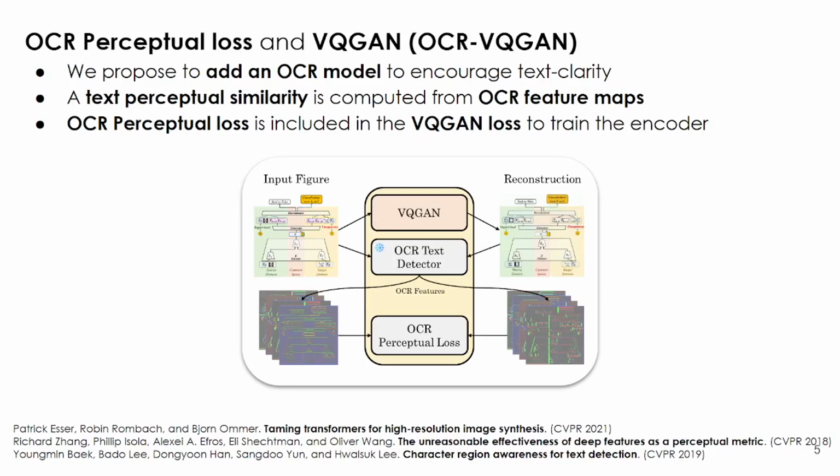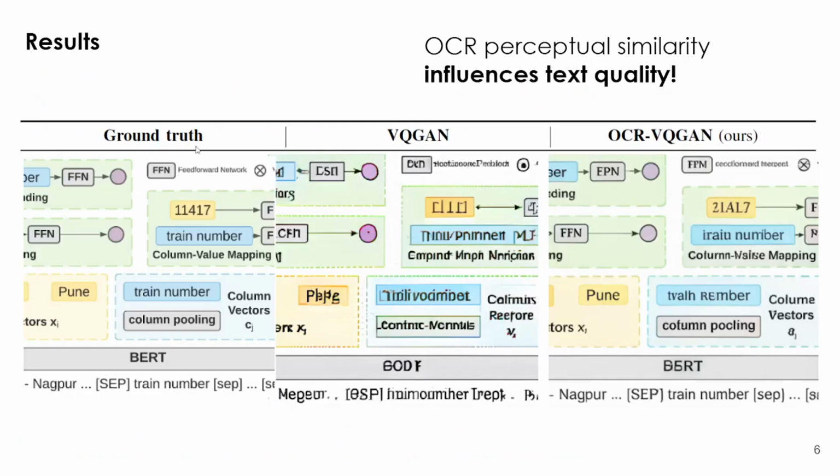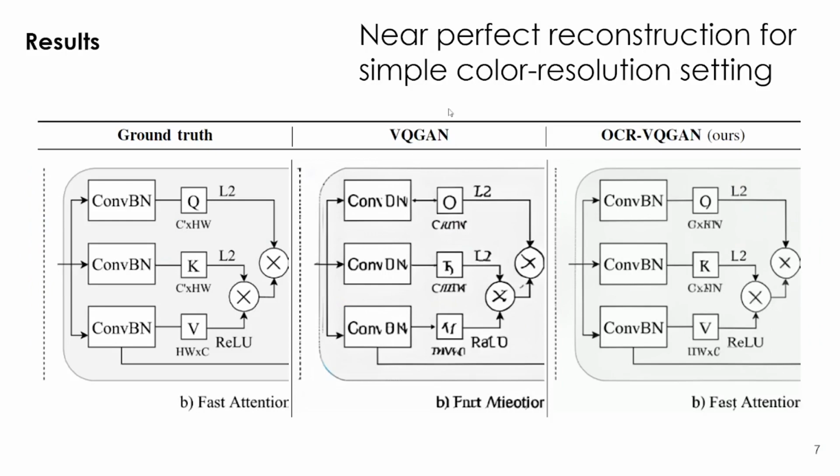Some results: on the left you have the ground truth, in the middle we have the vanilla VQGAN result. We see that the text is mostly unreadable, and even the lines or diagrams are not sharp. For the OCR-VQGAN, which has this OCR perceptual similarity, we see that text is mostly readable. And for much simpler settings, white, black and gray, we see that we have almost a perfect reconstruction.